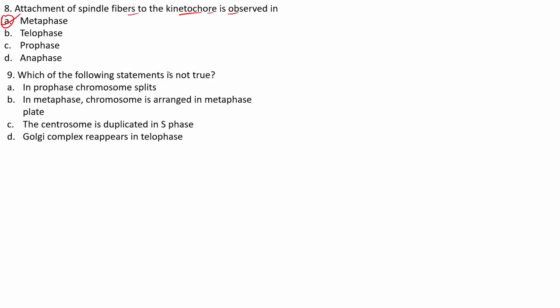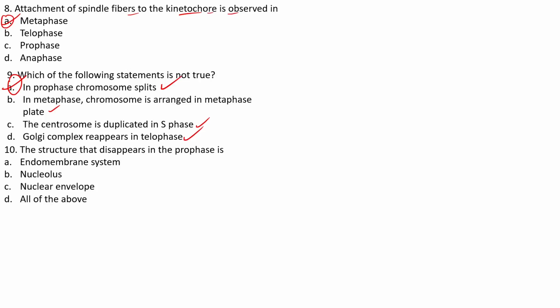The next one: which of the following statements is not true? A, in prophase, chromosome splits, and B, in metaphase, chromosome arrangement is in the metaphase plate. C, the centrosome is duplicated in the S phase, and D, the Golgi complex reappears in the telophase. You see that D is true, C is also true, and B is also true, but A is the untrue statement, so A is our right answer. The splitting of chromosomes occurs in the anaphase stage, not in the prophase.